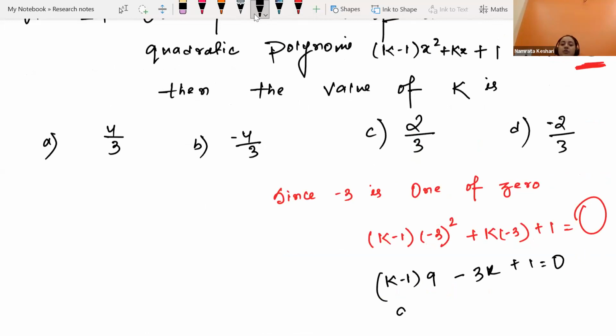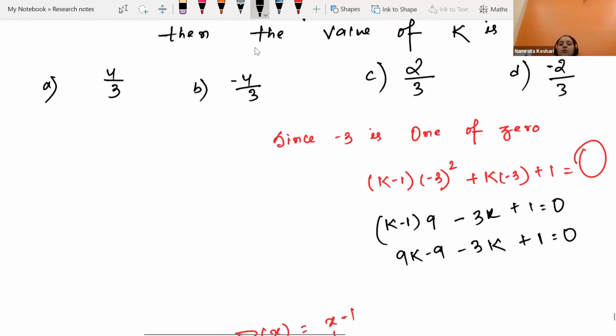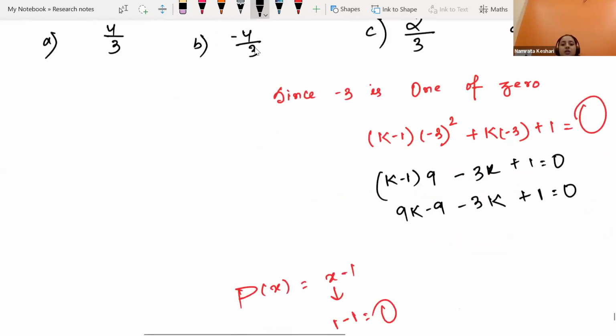That means 9k minus 9. It is very simple to take out the value of k from here. No square, nothing. Just a very linear equation we have got, which we have to solve for finding the value of k. Please find the value of k from here.